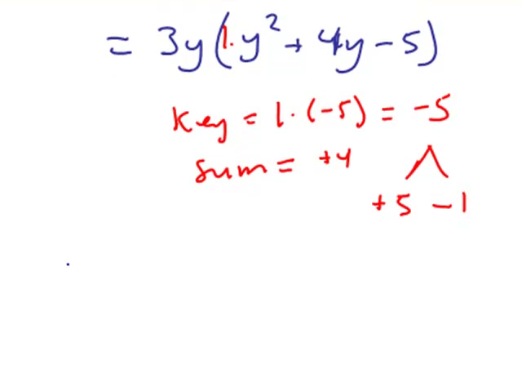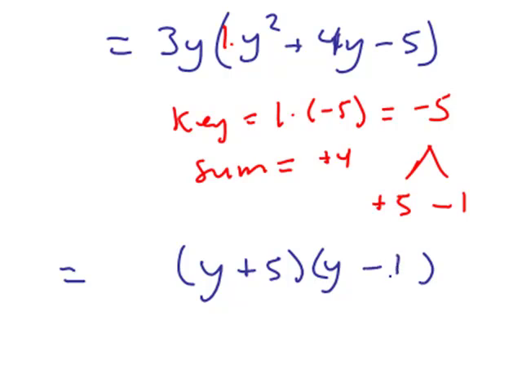Because this is 1y squared, the binomial factoring is straightforward. Y and y. And we use the results of the factor game, positive 5 and negative 1, to complete the binomials. But we cannot forget the 3y factor. It must be included in our answer. So we have factored completely.